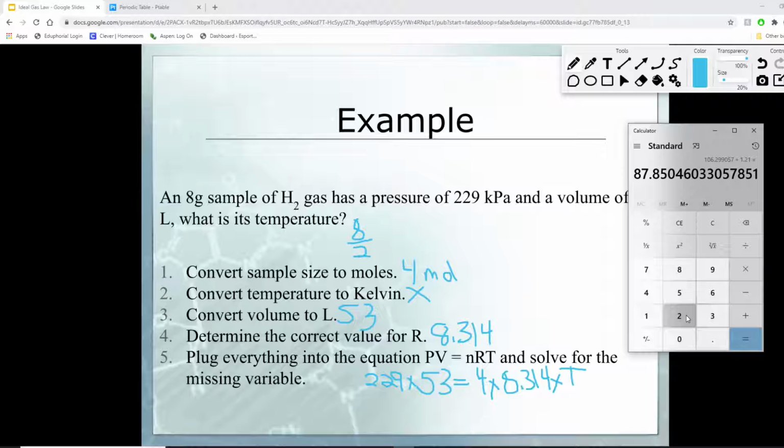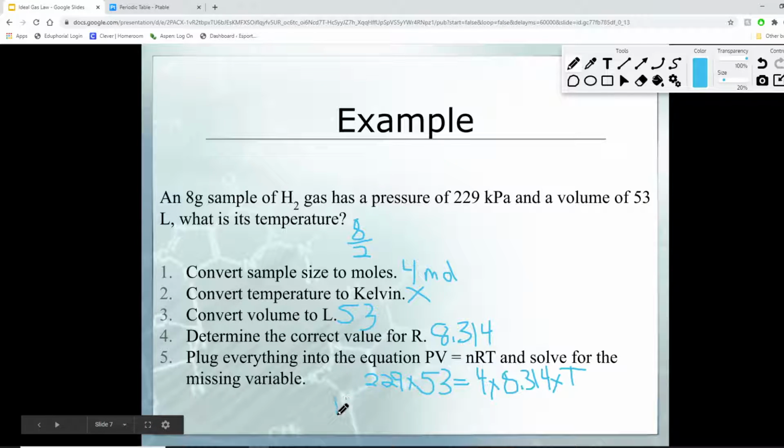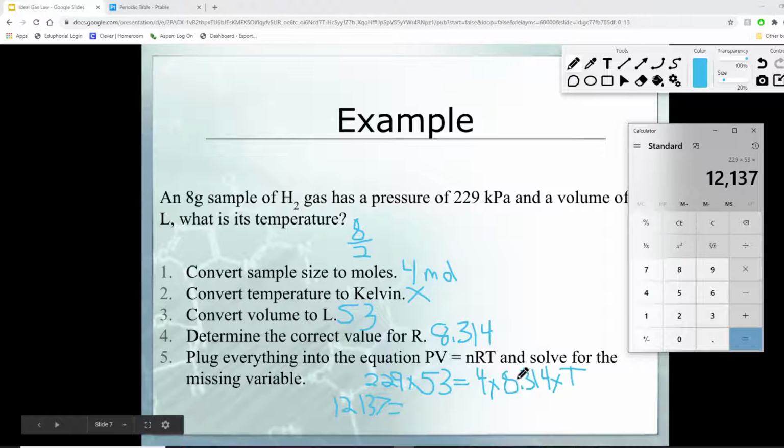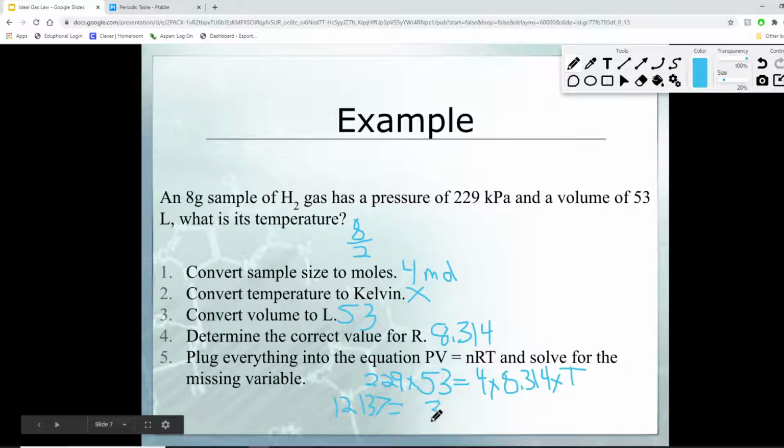Alright, so we can start combining terms here. 229 times 53 over on the left side comes out as 12,137. And then if we combine our terms over here, we have 4 times 8.314. And that's 33.256. And remember, that's still times our T. We didn't combine that yet.